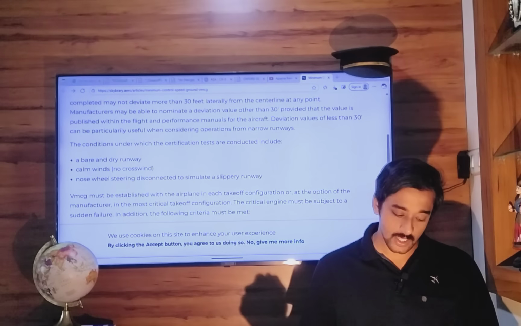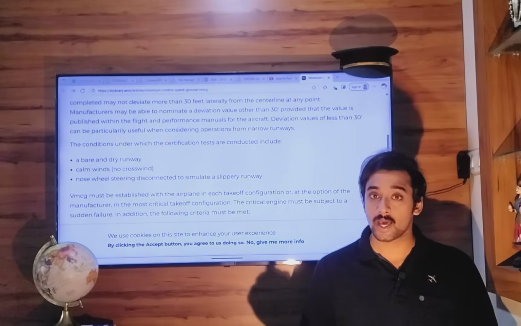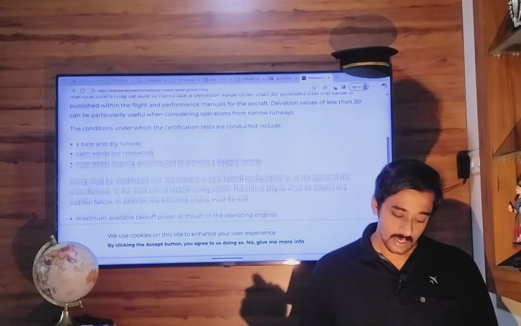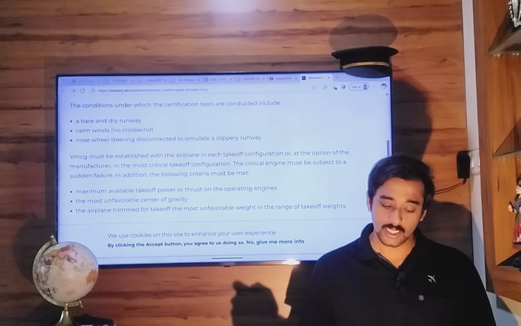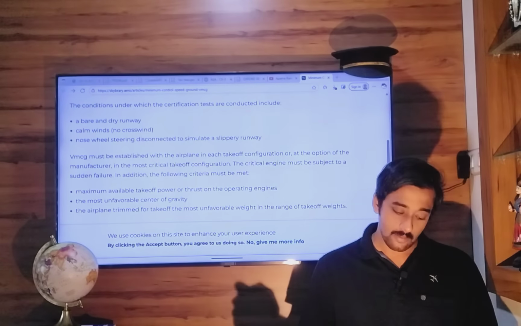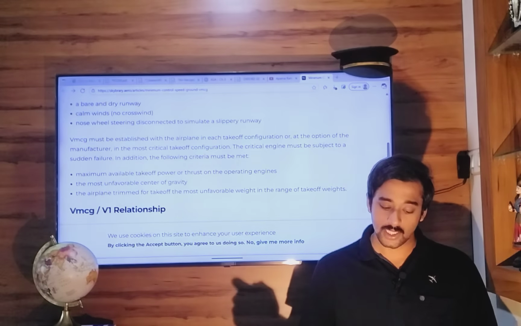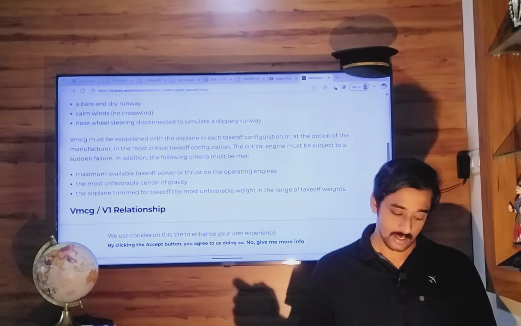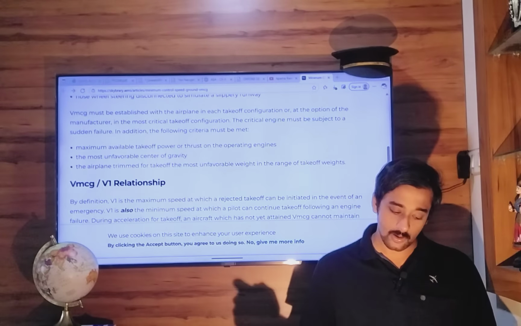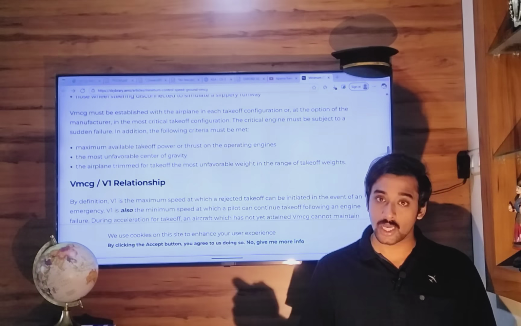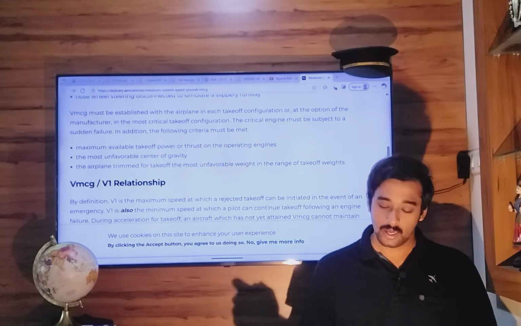Deviation values of less than 30 feet can be particularly useful when considering operations from narrow runways. The conditions under which the certification tests are conducted include: a bare and dry runway, calm winds, nose wheel steering disconnected to simulate a slippery runway. VMCG must be established with the airplane in each takeoff configuration or, at the option of the manufacturer, in the most critical takeoff configuration.